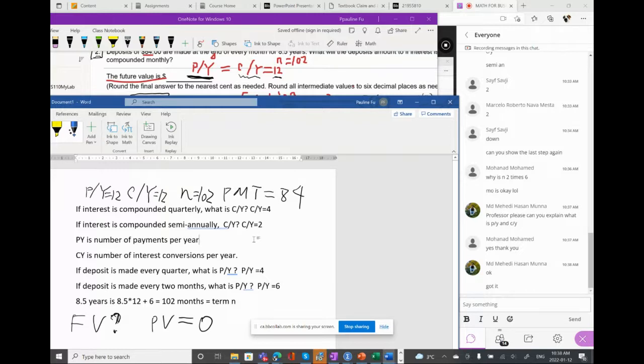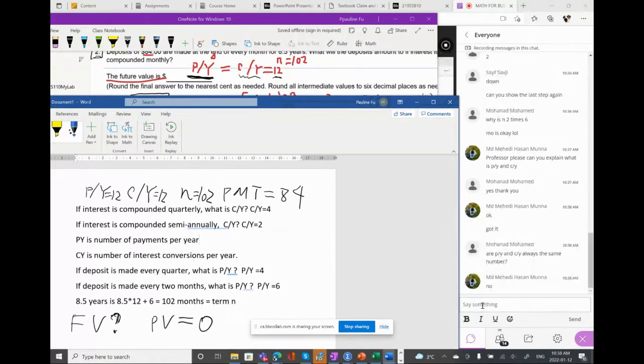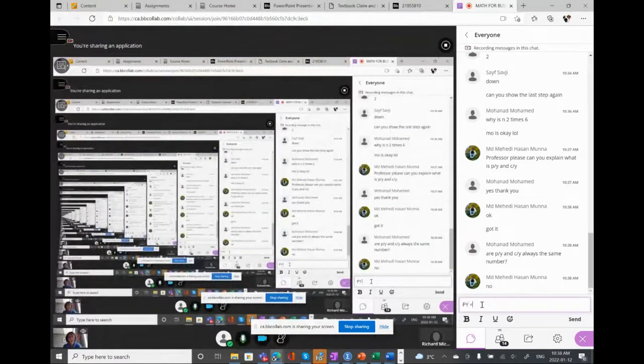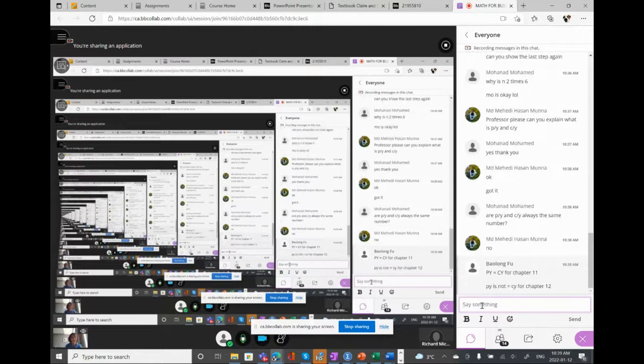Any other questions? Now I go back to Seifi's request, can you show the last step? I will quickly show the whole step. Are PY and CY always the same? For chapter 11, it is the same. For chapter 12, no. So PY equals CY for chapter 11, and PY is not equal to CY for chapter 12.